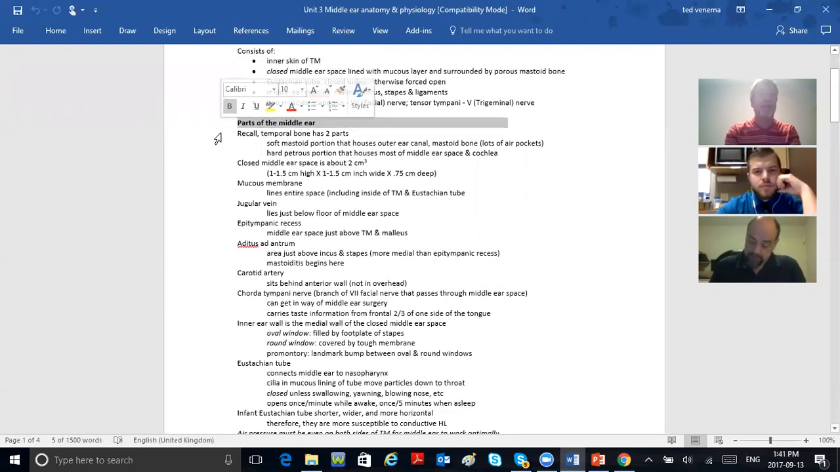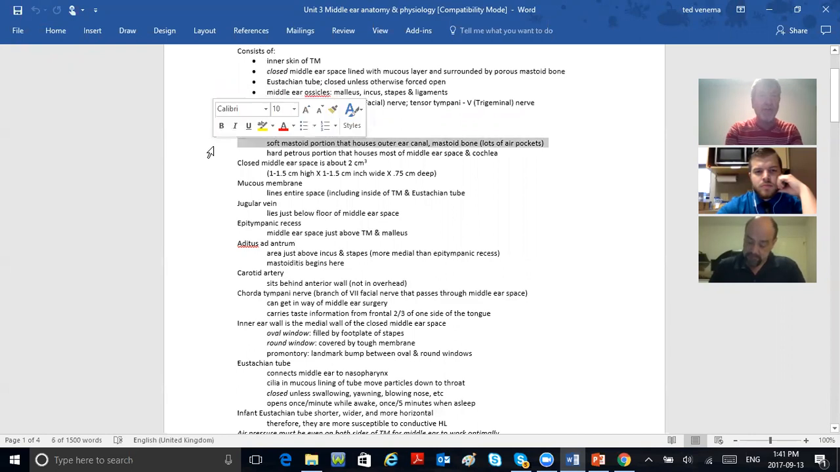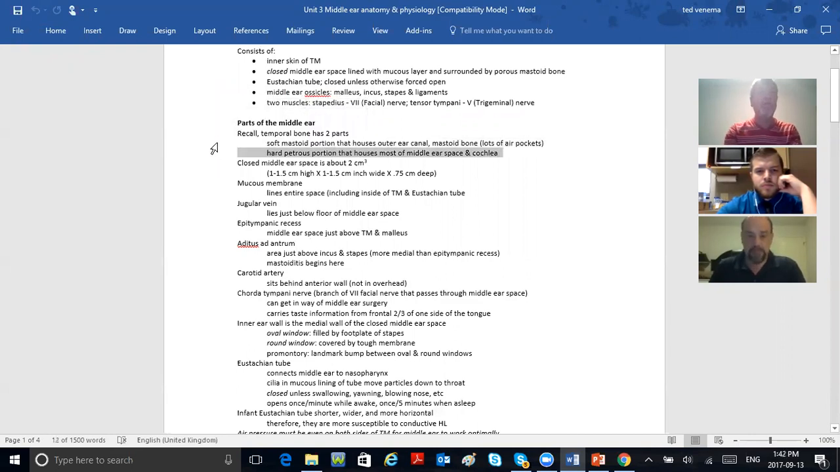Parts of the middle ear. Recall the temporal bone has two parts, a soft mastoid portion and a hard petrous portion. The mastoid portion surrounds the ear canal and part of the middle ear space. The hard petrous portion of the temporal bone surrounds the inner ear, the vestibular system, balance organs, and cochlea.